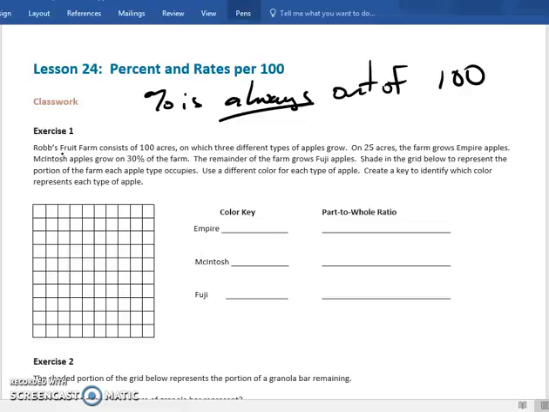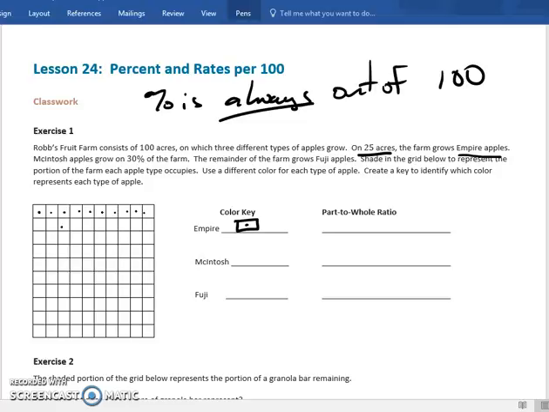So we've got Rob's Fruit Farm on 100 acres, on which 3 different types of apples grow. On 25 of the acres, we've got the Empire apples. I'm going to use a dot for my Empire apples. So we've got 25 acres there, so that means 25 dots. So 1, 2, 3, 4. There's 10 per row here.